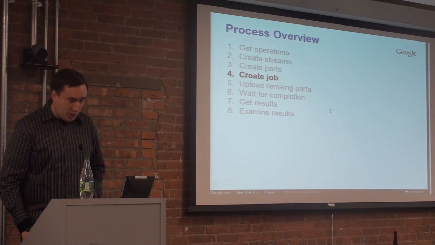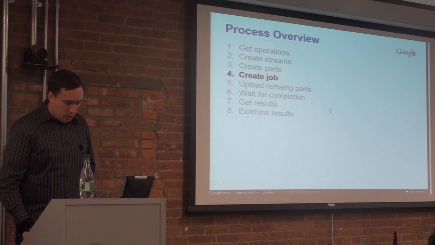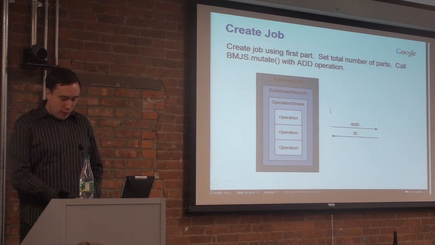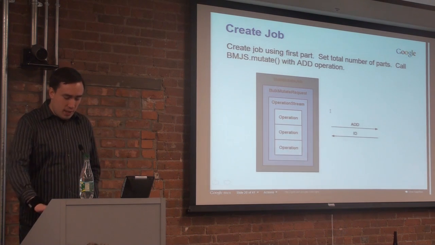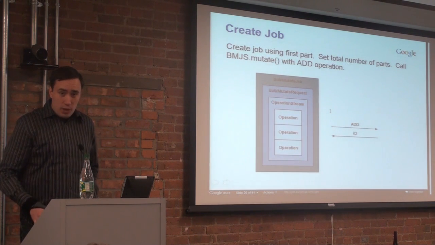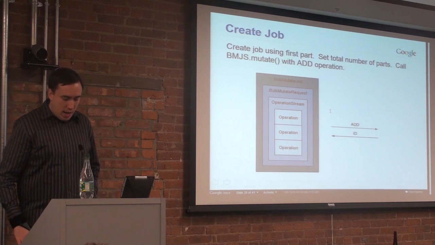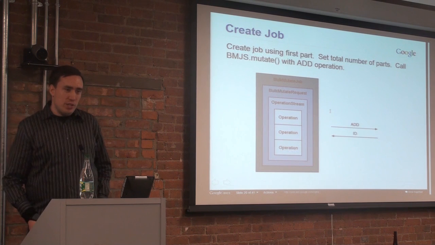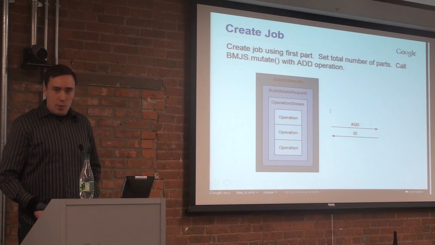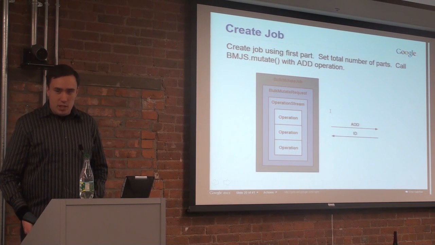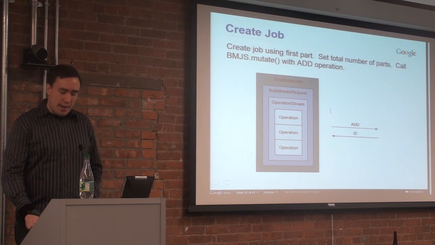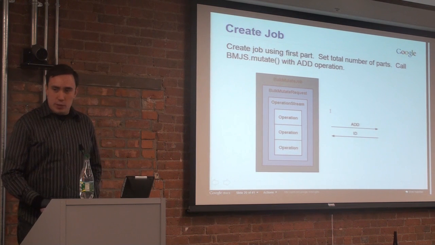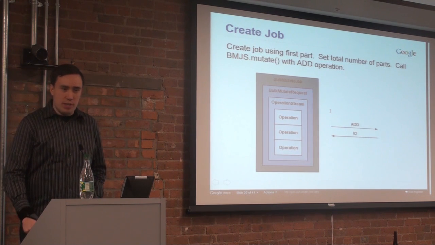All right, so next up is actually creating the job object. What you want to do here is build up your bulk mutate job, which once again is not very complex. Set the total number of parts that you plan to put into this job, and then call the BulkMutateJobService mutate method with the add operation. So the first time that you're uploading a part, you use the add operation, much as you would add a campaign or add an ad group. And when you run this, you'll get back a result that includes an ID that you can then use to refer to that bulk mutate job later on.